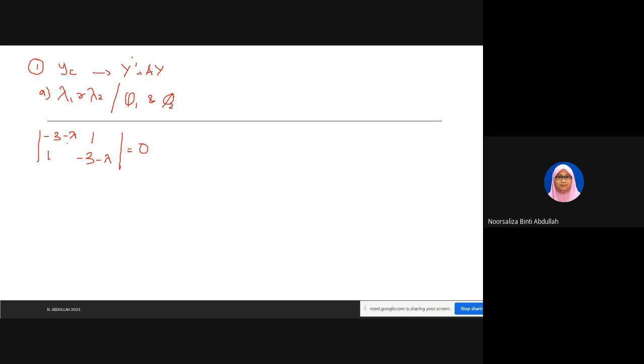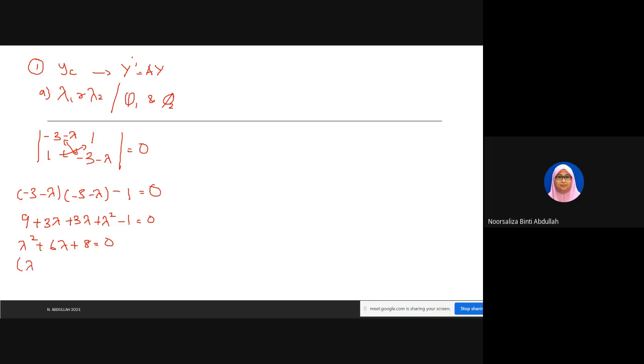So this one times this one minus this one times this one equals 0. Now you have minus 3 minus lambda times minus 3 minus lambda, and then minus 1 times 1 equals 0. So you expand this: you have 9, plus 3 lambda, this one also plus 3 lambda, plus lambda square, minus 1, equals 0. Then you rearrange this equation: lambda square plus 6 lambda plus 9 minus 1 equals 0. Then you can use your calculator to get the factors.